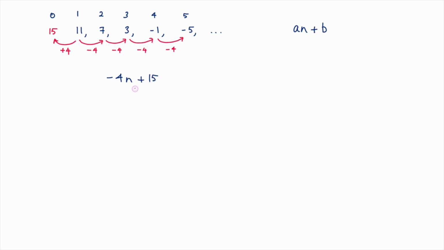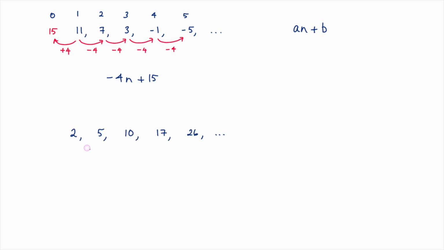And as before, it's always a good idea to check this rule. Let's take this fourth term here. So n is 4. We put 4 into here. Negative 4 multiplied by 4 is negative 16. Negative 16 add 15 is negative 1. We can check the first term. n is 1. Putting 1 into here, negative 4 multiplied by 1 is negative 4. Plus the 15 gives me 11.